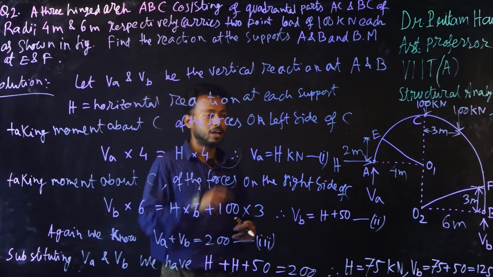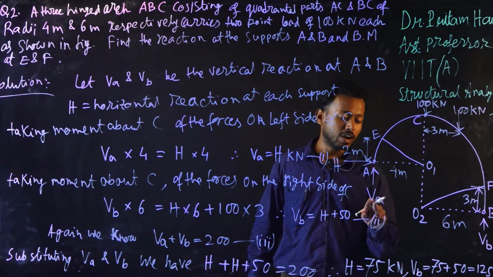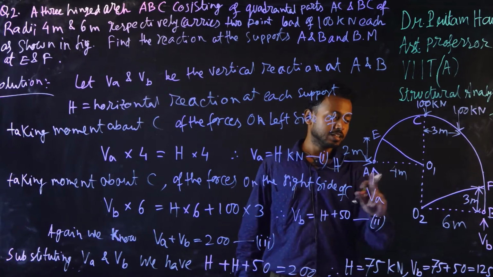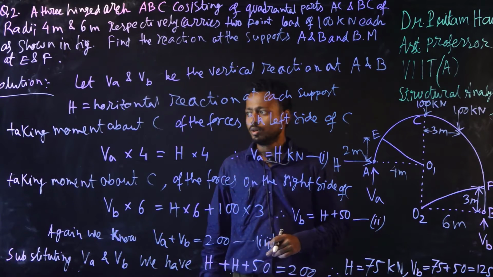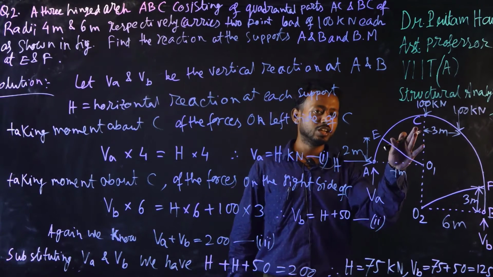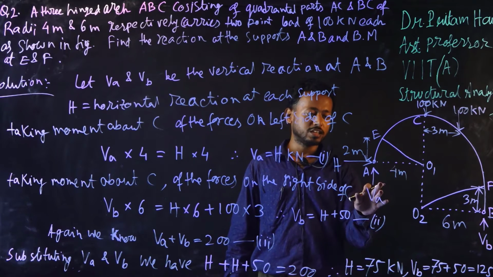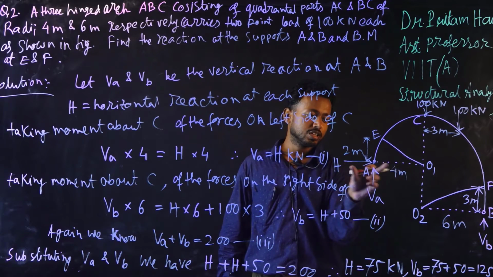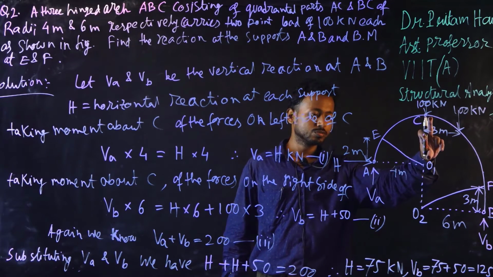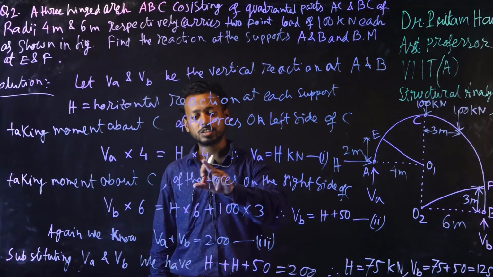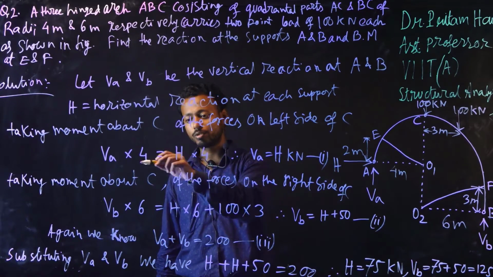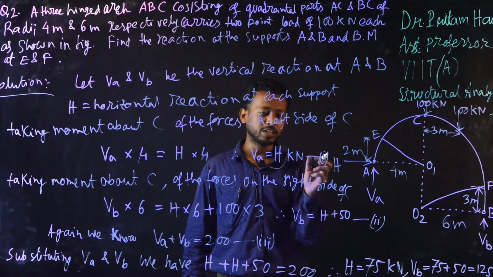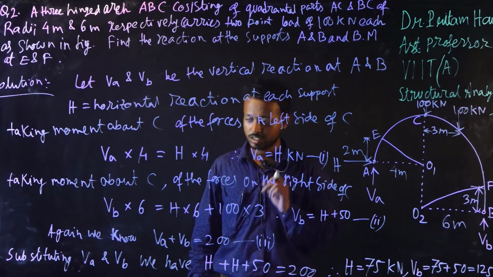Let VA and VB be the vertical reactions at A and B supports, and H be the horizontal reaction at both the supports, okay? So taking moment about C of the forces on the left hand side, what we will have, VA into 4 equals to H into 4, this is also 4, this is also 4. So VA into 4 equals to H into 4. So this 4 will be cancelled. So we have H equals to VA or VA equals to H, okay? This is equation 1, right?